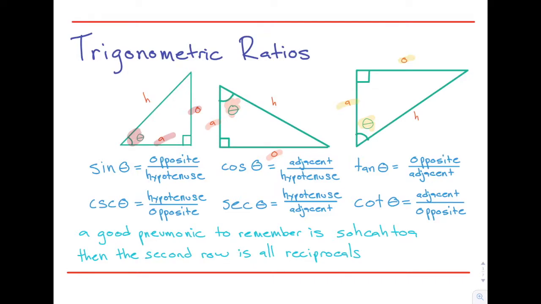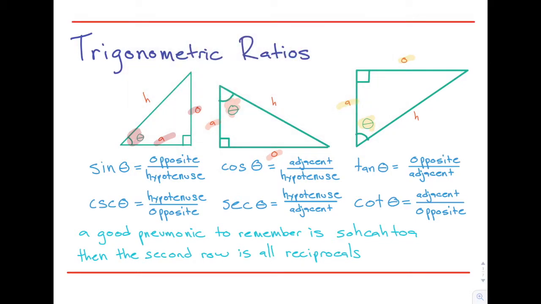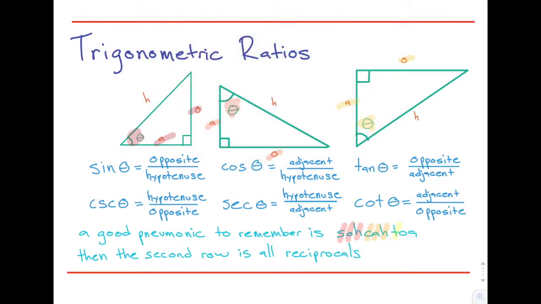A good mnemonic to remember this is SOHCAHTOA. You've maybe heard of this one before, but we read this as sine is defined as the opposite side over the hypotenuse. Cosine is defined as the adjacent side over the hypotenuse. And tangent is defined as the opposite side over the adjacent side. So SOHCAHTOA is a nice mnemonic. And then to remember the second row, cosecant, secant, and cotangent, just remember that those are all the reciprocals of the top row.